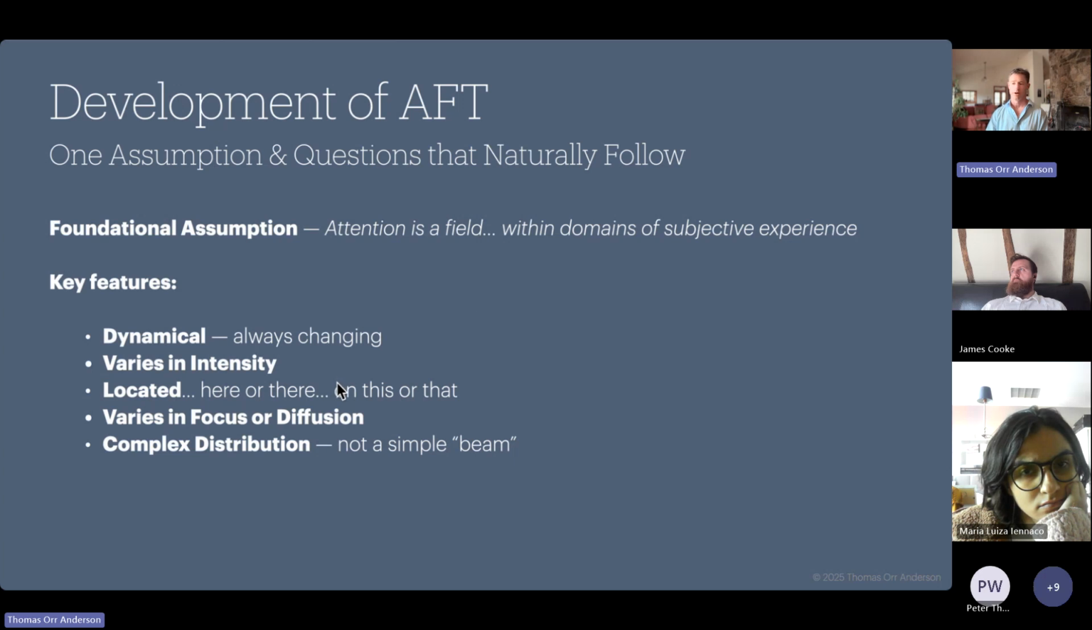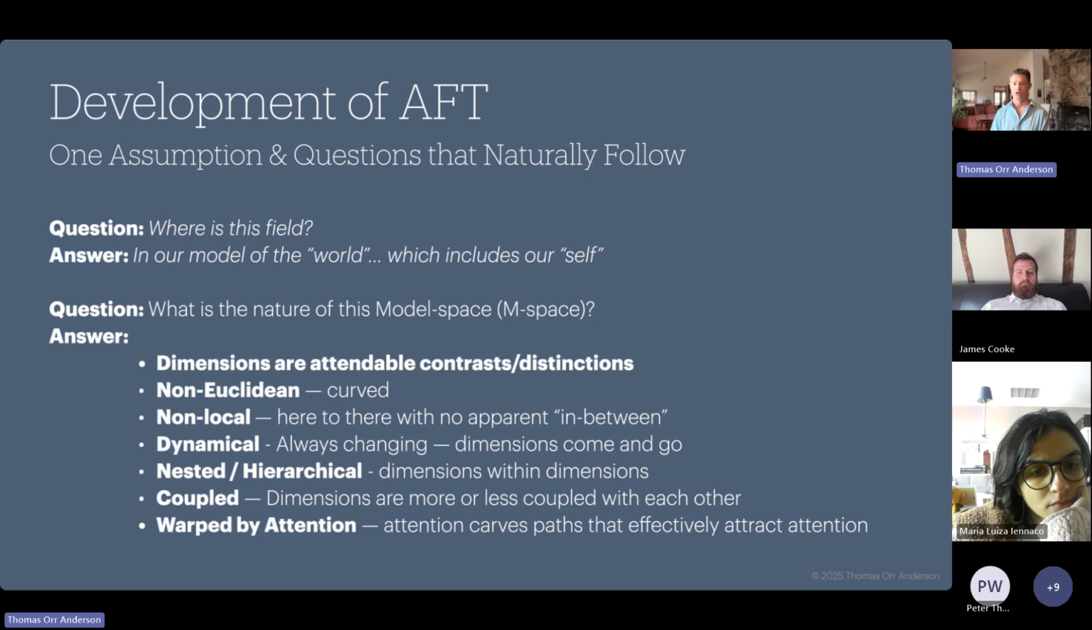It has location, but not just spatial location. Location in the domains of our subjective experience. It also varies in its focus or diffusion, and it has a complex distribution. It's not a simple beam. So that fundamental assumption naturally led to some questions in me. And the series of questions and that assumption together paint something of a caricature of the development of this model. That's not exactly how it proceeded, but it cartoons it well enough to get the idea.